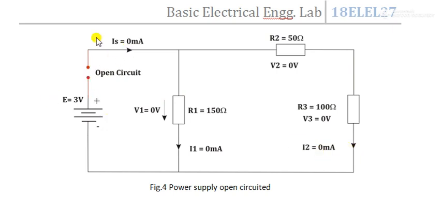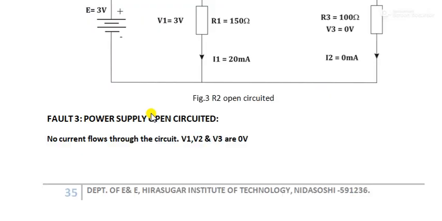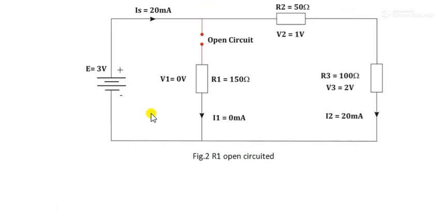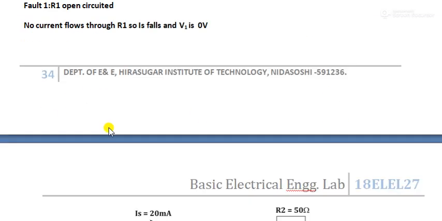So the main thing is IS will become 0 here, and V1 also becomes 0. So that is 3 faults we have created for open circuit, right? One is R1 is open, R2 is open, and finally the power supply is open.